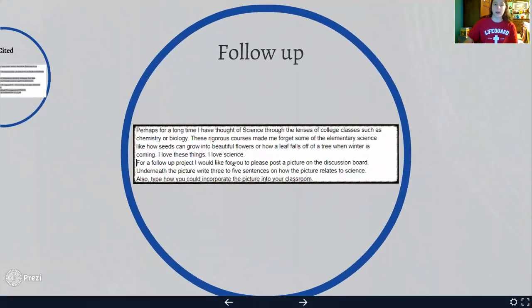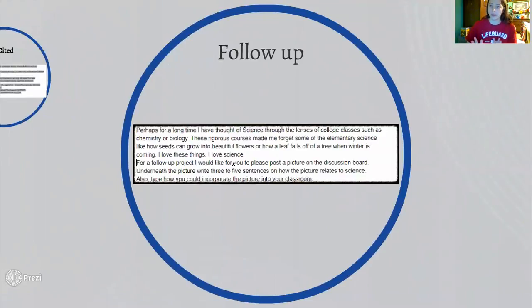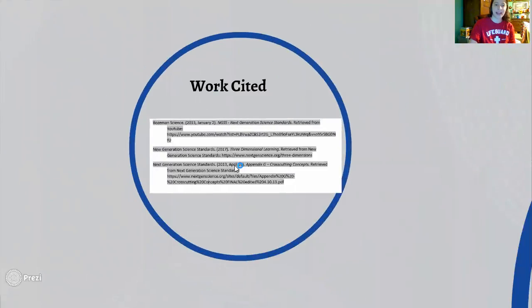And then for my follow-up, if you could post a picture on the discussion board and write 3 to 5 sentences of how this picture reflects on science, and then how you could incorporate the picture into your classroom. Here's my works cited page.